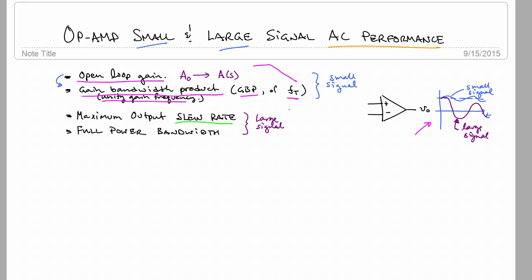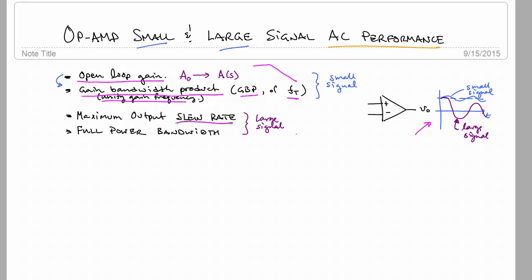So these two first small signal parameters are not independent of each other. They're related. So if you know one, you can generally derive the other. So the second set of parameters have to do with large signal behavior. And again, the second one is derived from the first. So the first one is this slew rate, maximum slew rate.